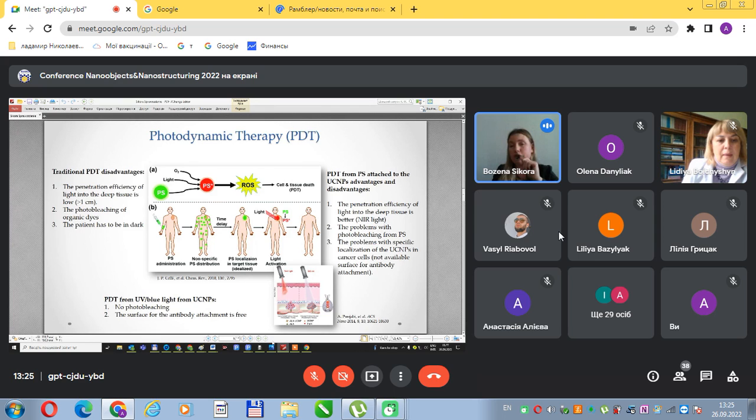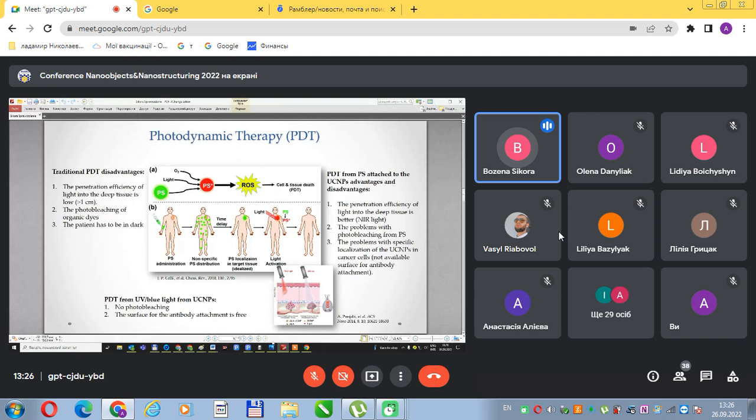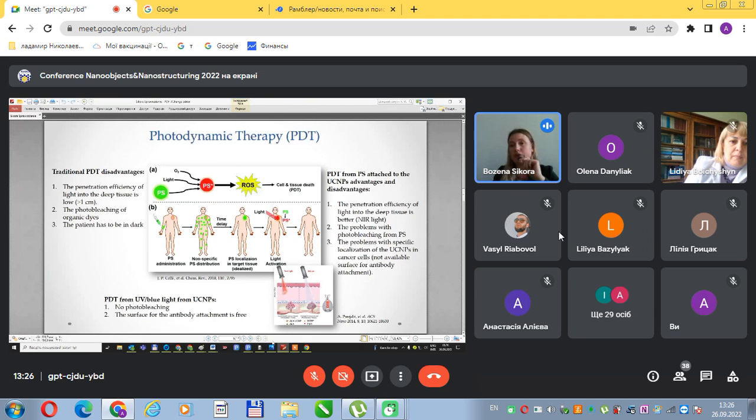cells. And we want to avoid these problems by using the ultraviolet and blue light directly emitted from the upconverting nanoparticles without the photosensitizing compound, so that we don't have the photobleaching, and we will have the surface free for the antibody attachment for the specific localization of these nanoparticles for cancer cells.